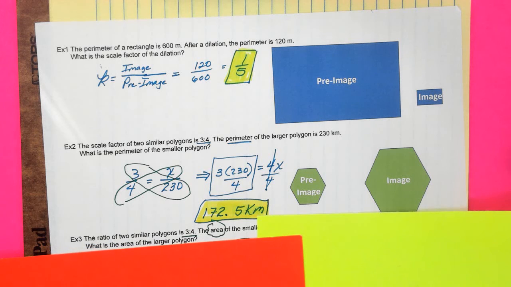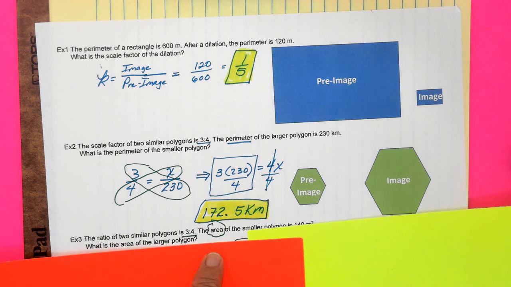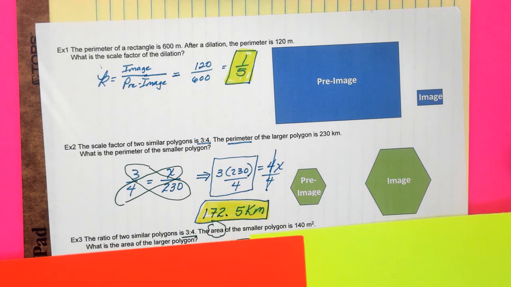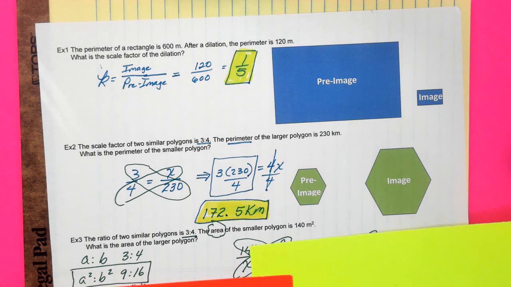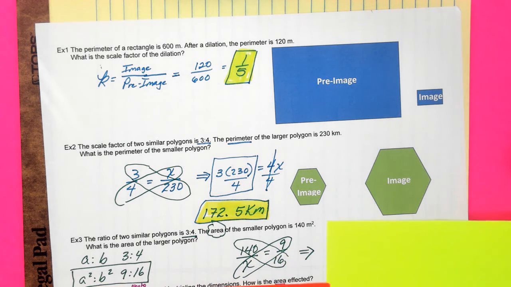Okay, so for our next example, the ratio of two similar polygons is 3 to 4, but notice we've circled the word area. We can't use 3 to 4. We have to use area scale factor. So we're going to square the 3 and square the 4 to set up this cross multiplication problem. Since the smaller one's 140 and the larger one is unknown, we'll have 140 over x compares to 9 over 16. Here's how we're getting our scale factor for the problem. Since it's an area problem, here's how we're setting it up.